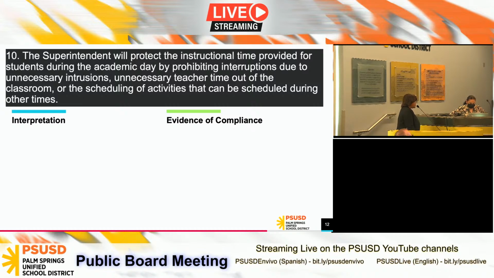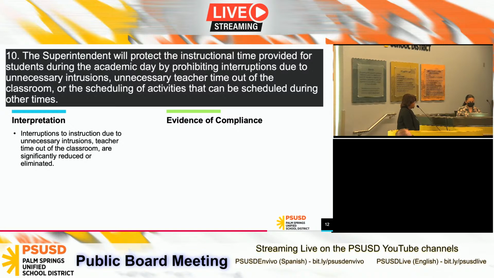Number 10, the superintendent will protect the instructional time provided for students during the academic day by prohibiting interruptions due to unnecessary intrusions, unnecessary teacher time out of the classroom, or the scheduling of activities that can be scheduled during other times. Our interpretation is that interruptions to instruction due to unnecessary intrusions, teacher time out of the classroom, are significantly reduced or eliminated. The scheduling of activities that can be scheduled during other times takes place to protect instructional time.